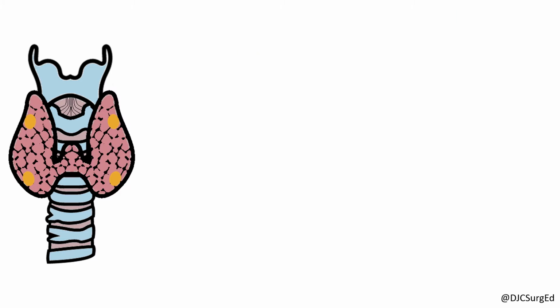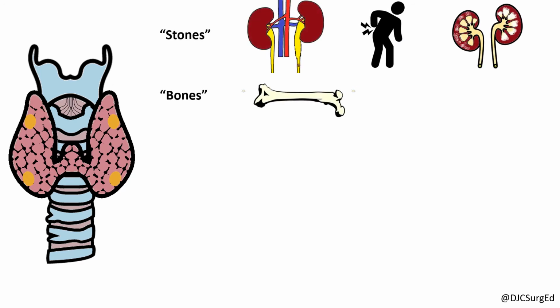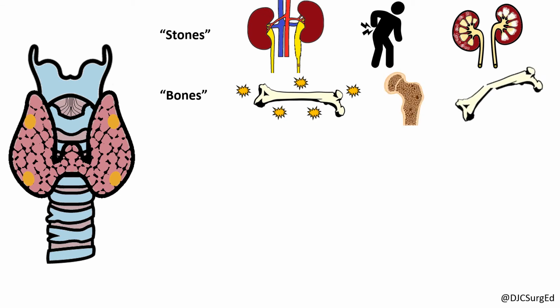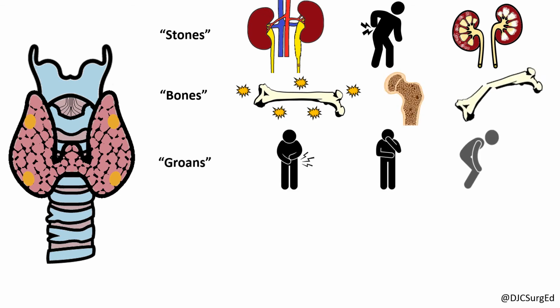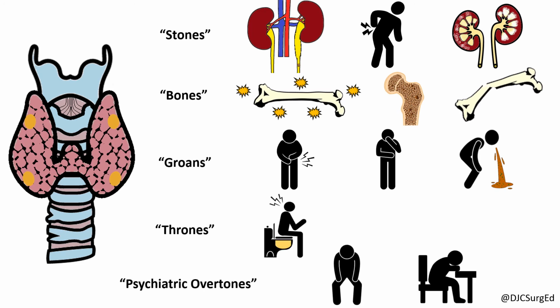Patients can present with symptoms of hypercalcemia, including the following: kidney stones and nephrocalcinosis, bone pain, osteopenia or osteoporosis and pathologic fractures, abdominal pain, nausea and vomiting, constipation and polyuria, fatigue, muscle weakness, poor concentration, and depression.